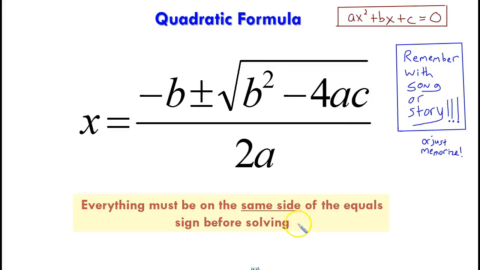And that worked for me. I remember kind of humming it to myself when I was taking tests to make sure that I had all the letters in the right place.